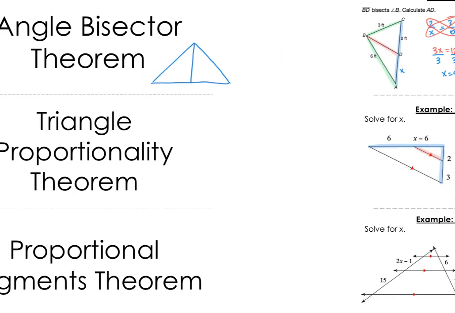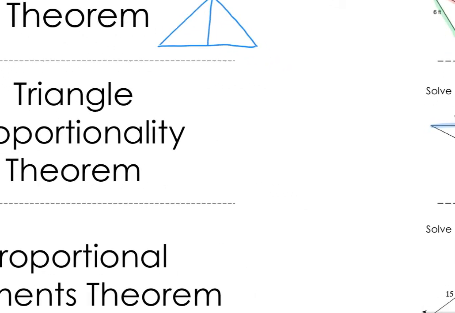So triangle proportionality, the way that you can recognize triangle proportionality is if you have a triangle, just like the previous one, but the line isn't going through it this way. It's basically that you have a parallel line that's parallel to one side of the triangle. So that's how you can identify triangle proportionality.